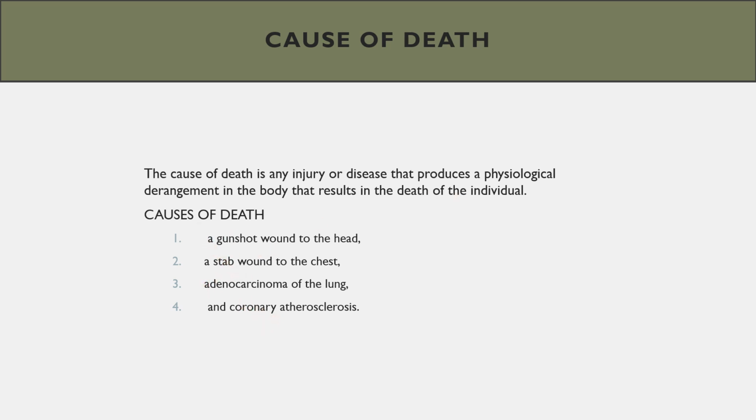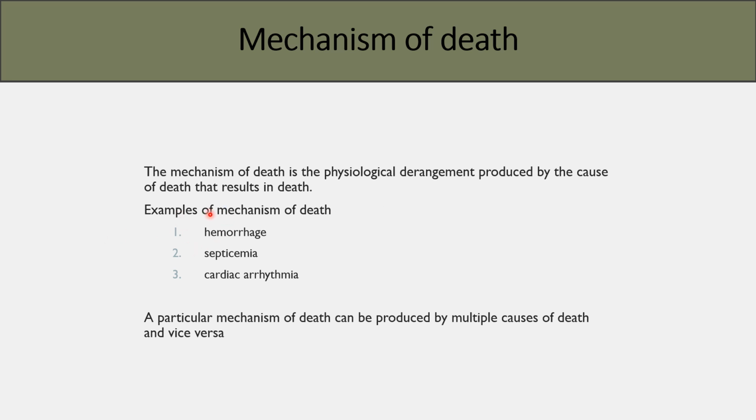Now, let's talk of the mechanism of death. The mechanism of death is the physiological derangement produced by the cause of death that results in the death. Here are the keywords: the mechanism of death is the physiological derangement. Where is the physiological derangement coming from? It is being produced by the cause of death, and that cause of death eventually results in death. So that is the mechanism of death.